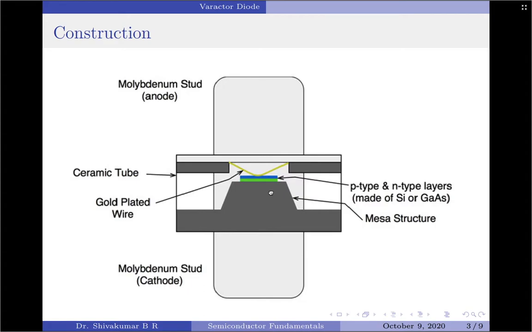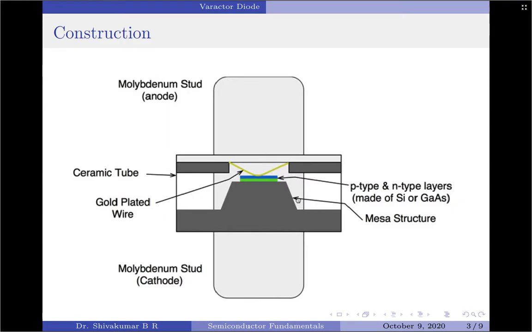A gold-plated molybdenum stud is connected to the N-type layer via a MESA structure and it acts as the cathode terminal. This is the cathode terminal here. The P-type layer connected to another gold-plated molybdenum stud via a gold wire acts as the anode. This is the anode here. Except for some portion of the molybdenum studs, the entire arrangement is enclosed in a ceramic layer. The rectangular structure you're looking at is the ceramic enclosed layer.